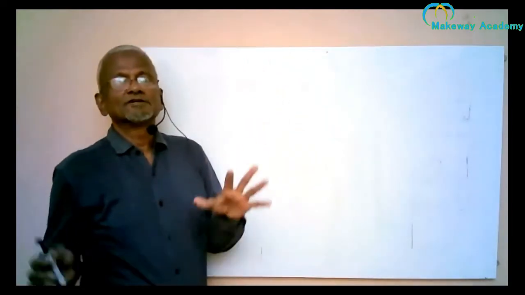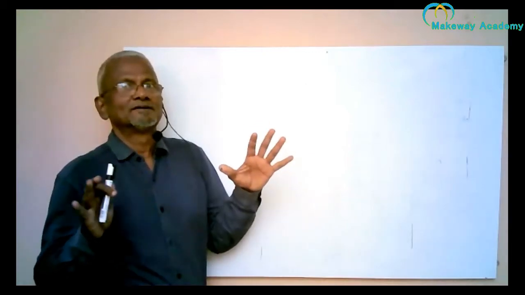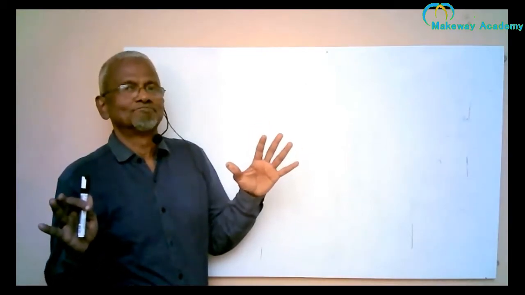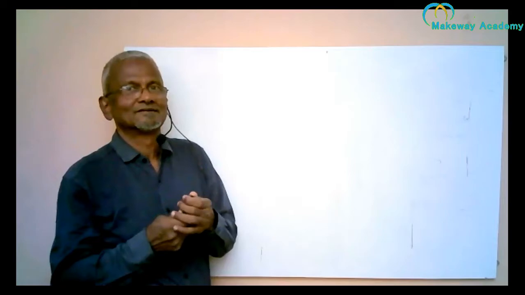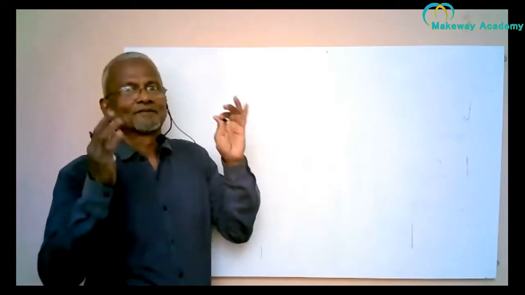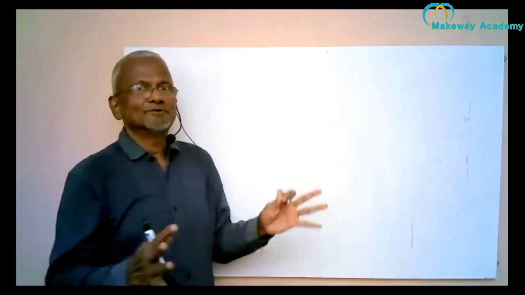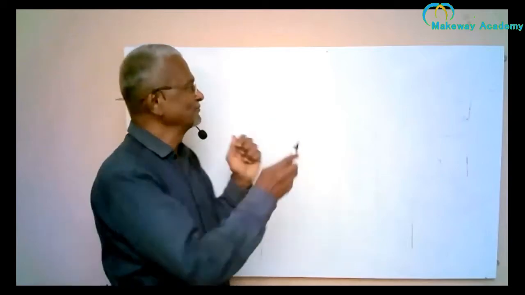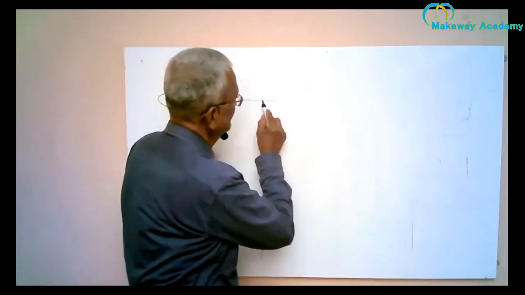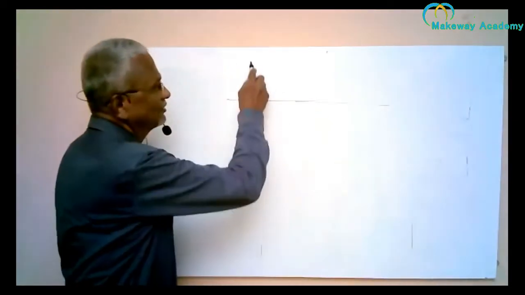So what's the size of the top plate? 400 by 300 mm. 4:3, right? So I'm going to draw the top view. Only one view I'm going to draw. So 400. So I draw a horizontal line. I draw a vertical line.